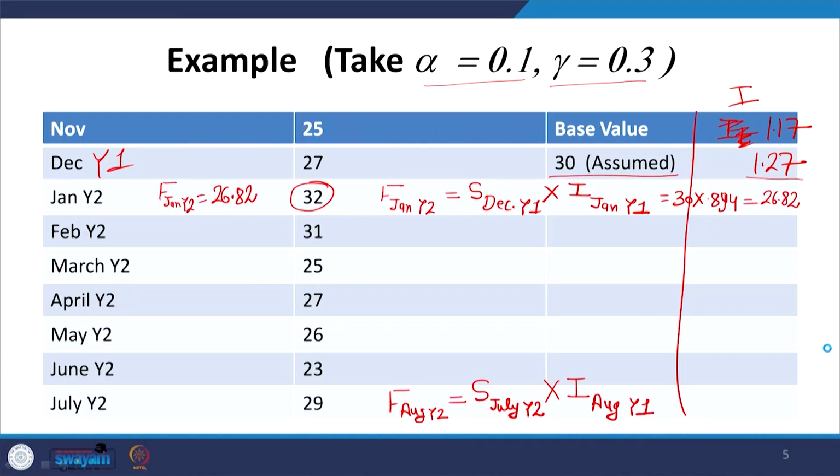Now, my request is that using this method, using this iterative process, you complete the remaining part of the table and calculate the value of F August Y2. We can discuss the answer in our forum. So, you complete the table, you may share the table on the forum and discuss what the value of F August Y2 comes to.